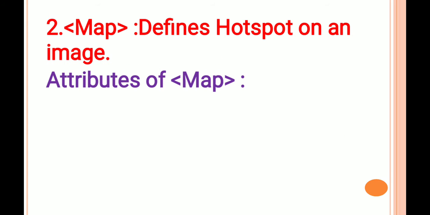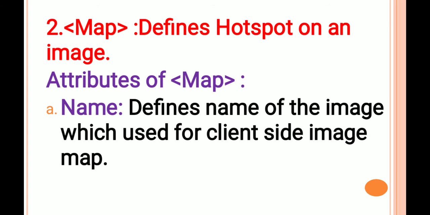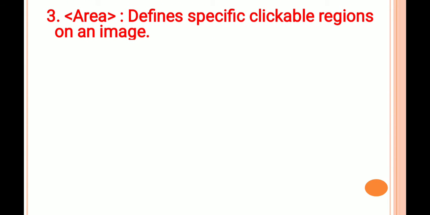The attributes of map tag. There is only one attribute for map tag, which is name, which defines the name of the image used for client side image map. Another one is the area tag, which defines specific clickable regions on an image.